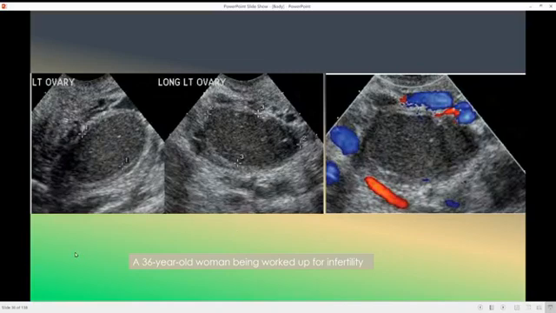A 30-year-old female, worked up for infertility. What do you think about this case?